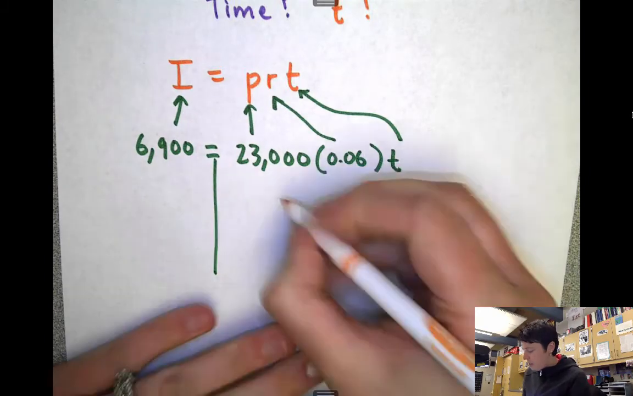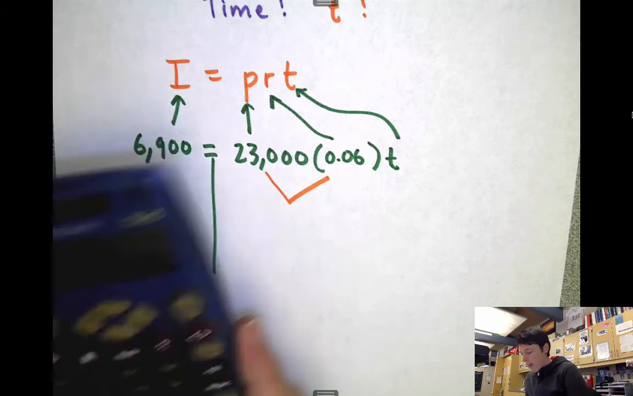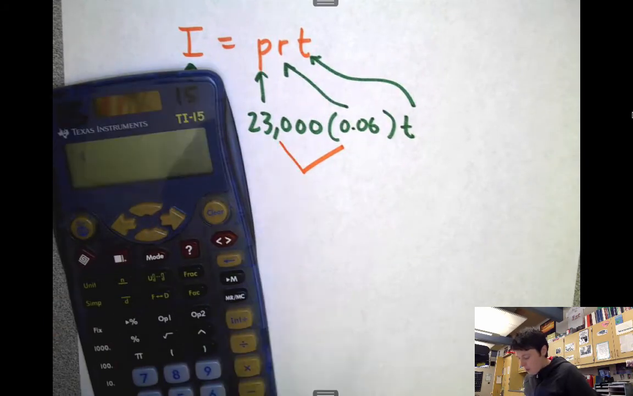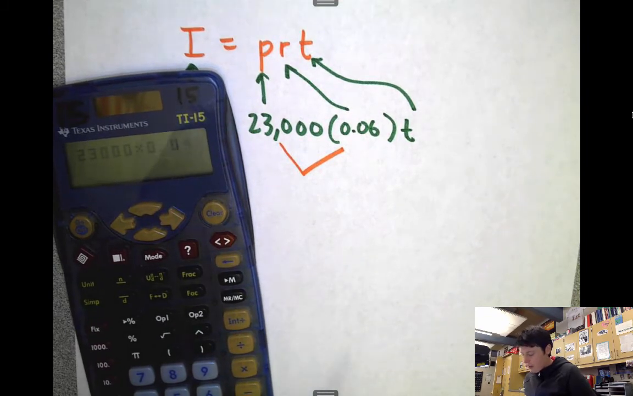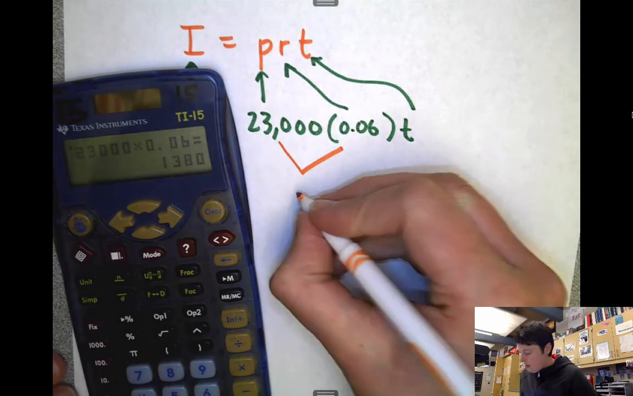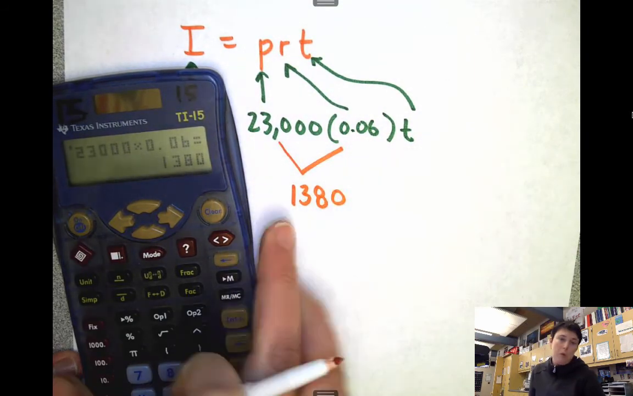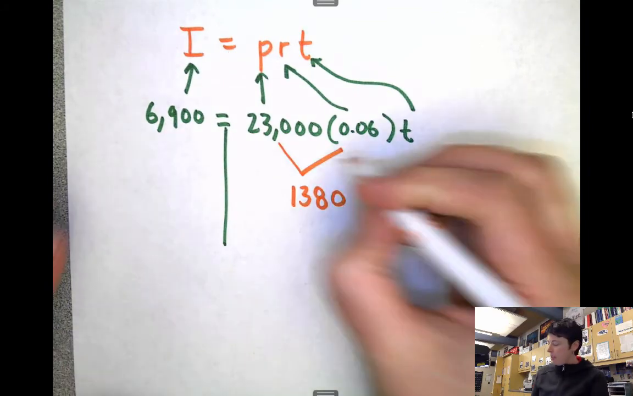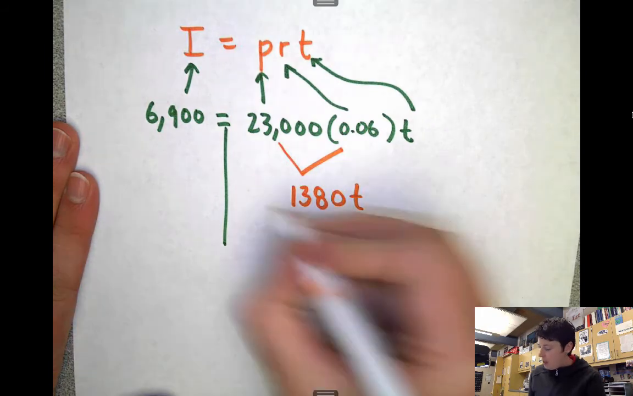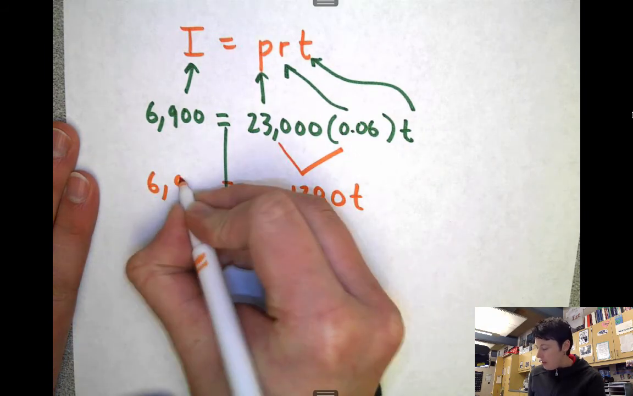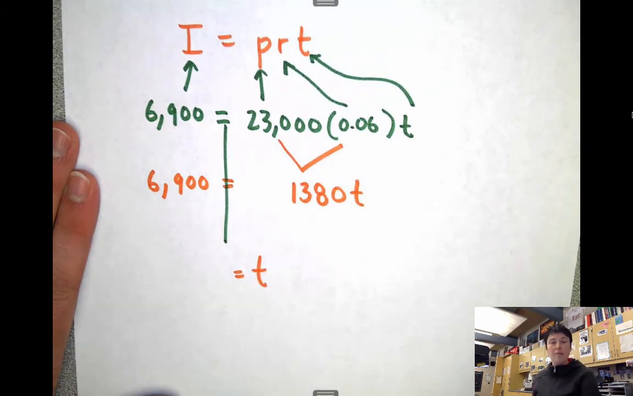So let's start with just doing some multiplication. Like, let's figure out what $23,000 times 0.06 is. Let's multiply that. $23,000 times 0.06 is 1,380. Okay? So multiplying that together, I have 1,380 T equals $6,900. Now remember, the whole idea here is we want to know what does T equal. I'm trying to get T by itself.